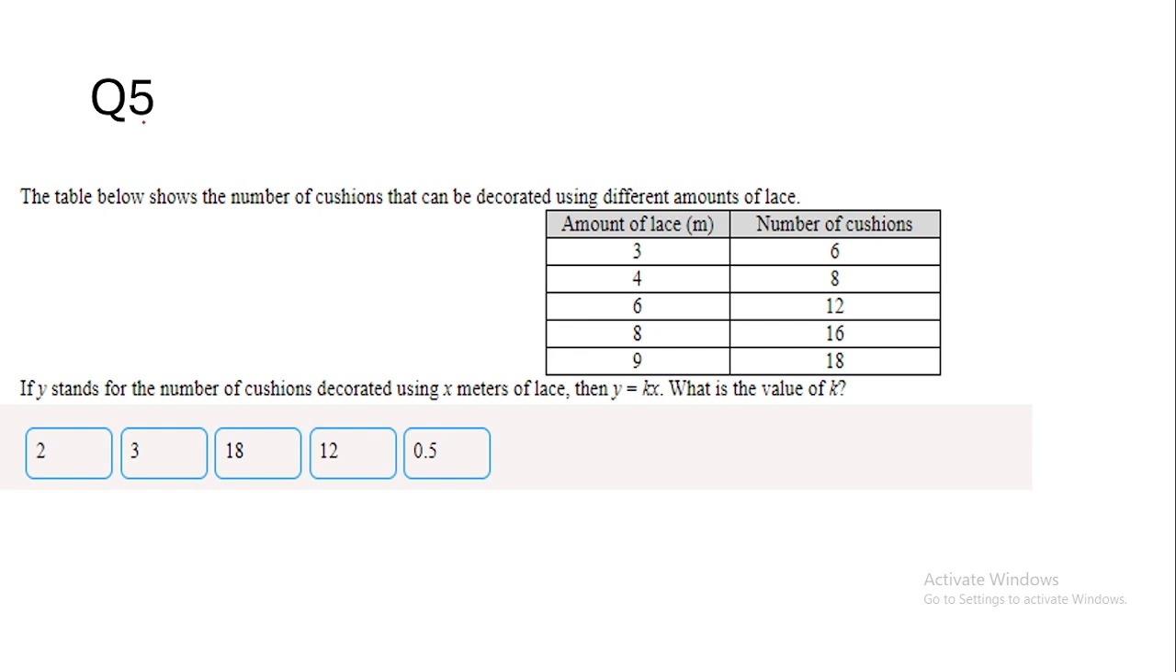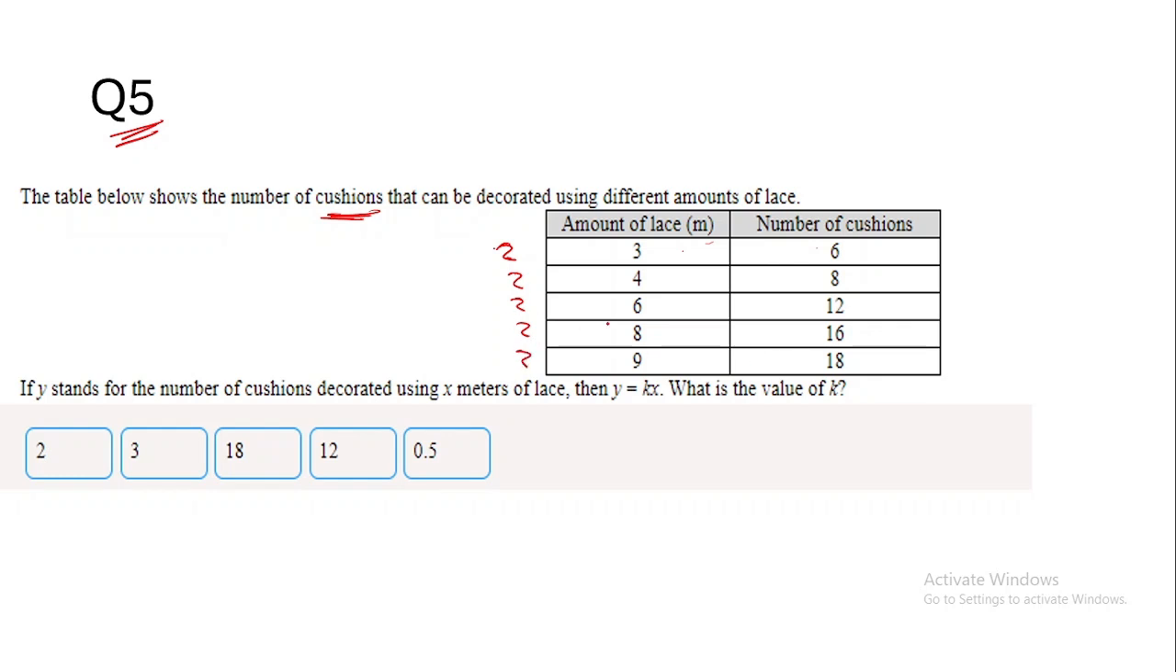Now, question number 5. The table below shows the number of cushions that can be decorated using different amounts of lace. Okay, we have number of cushions here and amount of lace here, and there are some numbers here. Before we see the question, if you divide, 6 divided by 3, it's 2, right? 8 by 4 is 2. 12 divided by 6 is 2 also. 16 divided by 8 is 2. 18 by 9 is 2.